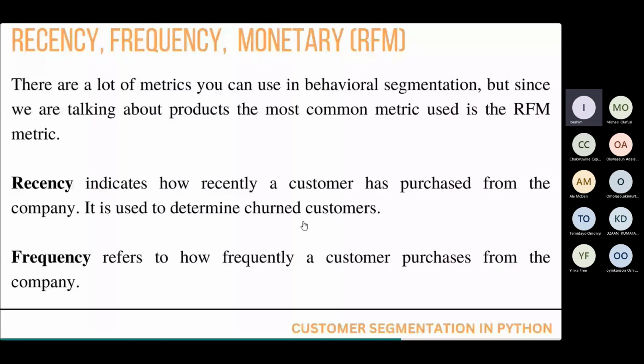For instance, if you want to build behavioral segmentation for a website, they have things like bounce rates and all that. But in terms of marketing, where you are dealing with products, one of the key metrics mostly used is what we call the RFM metrics, which means recency, frequency, and monetary value. Recency is a metric that helps you indicate how recently a customer purchased from your company.